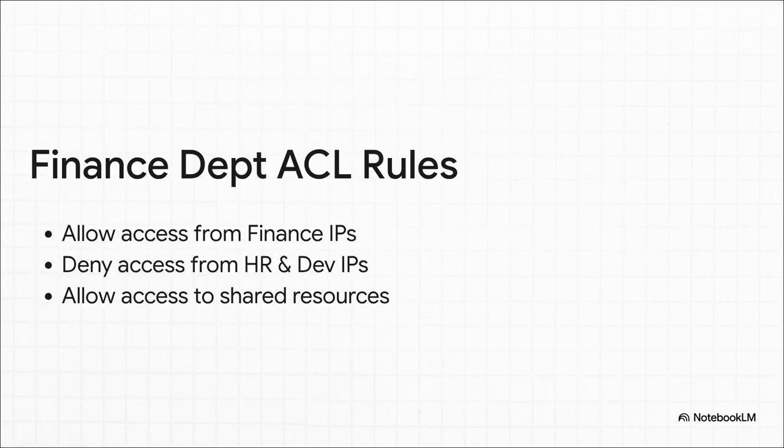Let's take a finance department, for example. The ACL for their servers is basically a digital bouncer. It's checking IDs at the door. The list says, are you coming from a finance computer? Cool, you're in. Oh, you're from HR trying to get to the payroll server? Sorry, you're not on the list. It's that level of detail, that granularity, that lets everyone do their jobs without getting in each other's ways securely.